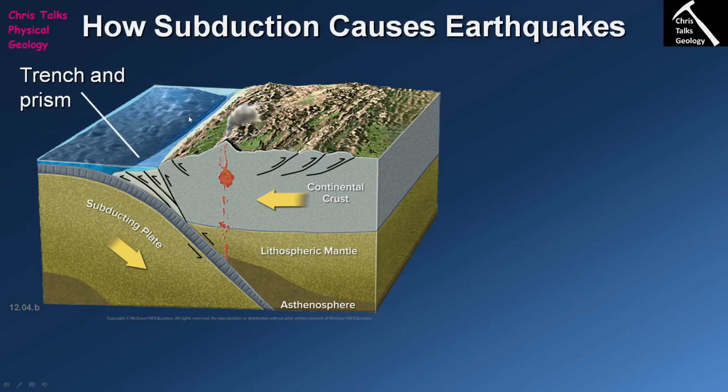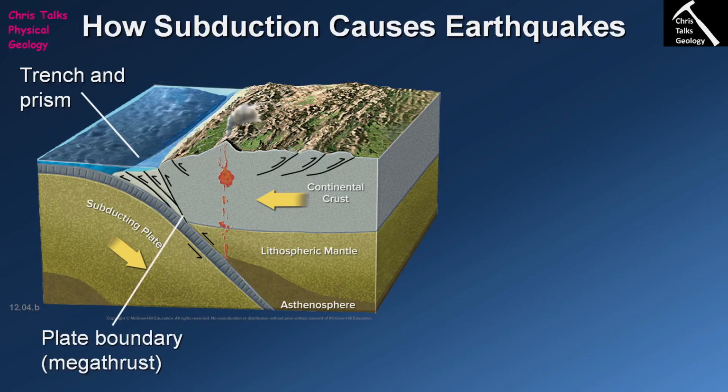So we have friction along the trench, we have deformation within the prism, and of course we can also see in this diagram we have a few thrust or reverse faults present in the prism as well. Once again, the movement of those faults is also going to lead to earthquake generation.